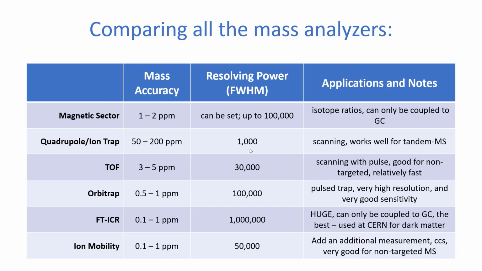And then there are these new ion mobility mass spectrometers that I'm so fond of. They have amazing mass accuracy, especially if you can include the CCS. The resolving power isn't quite as great, but they're really good for getting that additional measurement, and they're also excellent for non-targeted mass spectrometry applications because of that. They can be coupled to LCs or GCs.